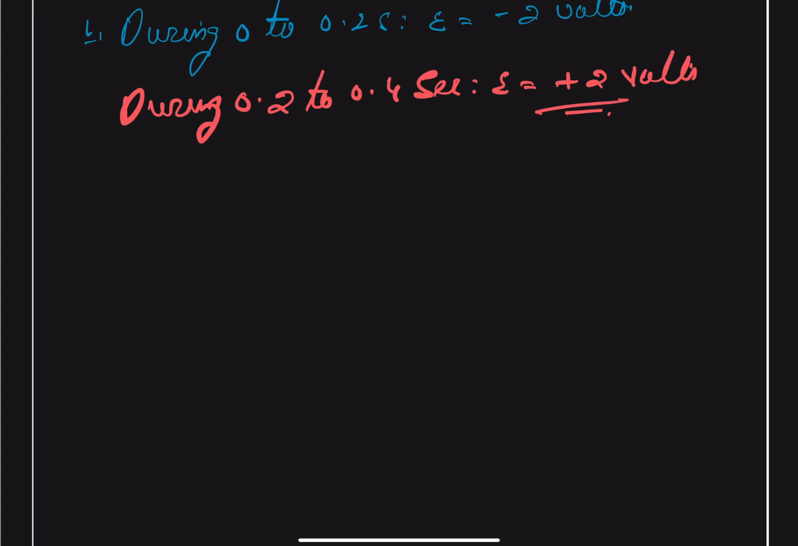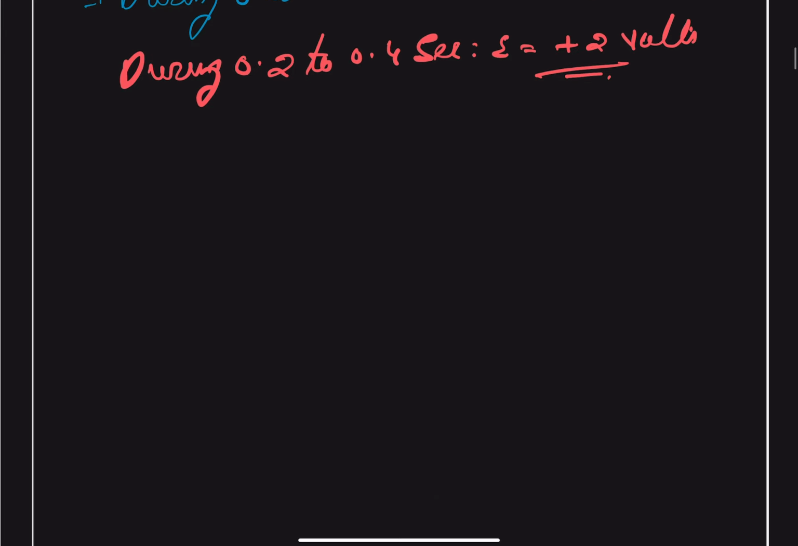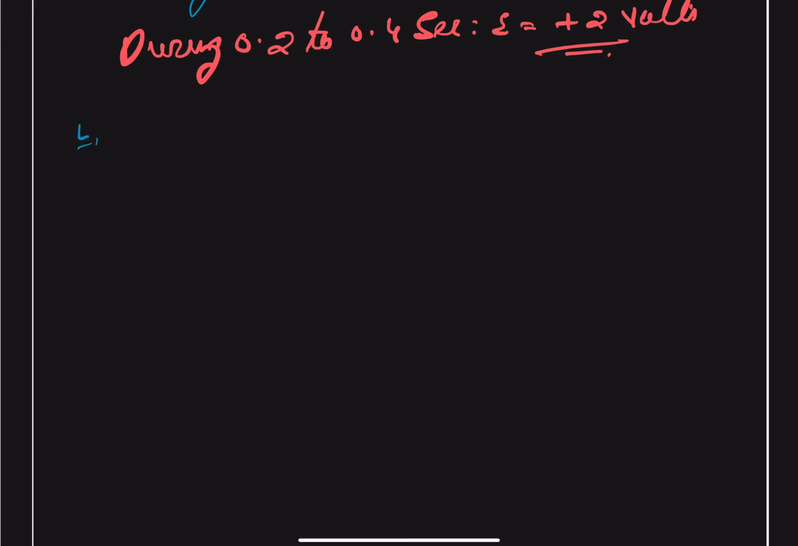Now, according to Ohm's law, we can find out the current. So current, which is I, is equal to induced EMF divided by R. Induced EMF, if we consider only magnitude, is 2 divided by resistance 1.6, so this comes as 1.25 amperes. Similarly, we can write it for both the timings.